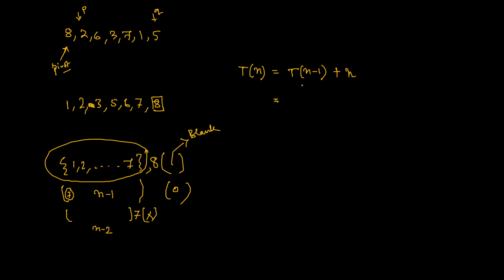So you can say that T of n minus 1 can be written as T of n minus 2 plus n minus 1 plus n. If you follow this pattern, next time it will become T of n minus 3 for sorting this n minus 2 part. T of n minus 3 plus n minus 2 plus n minus 1 plus n. Naturally, these terms will be there.